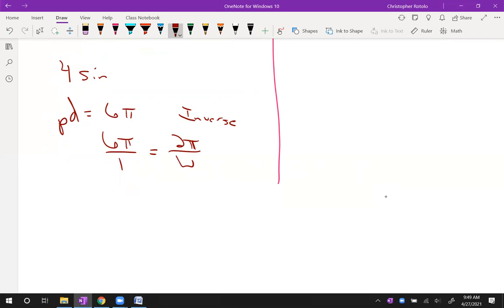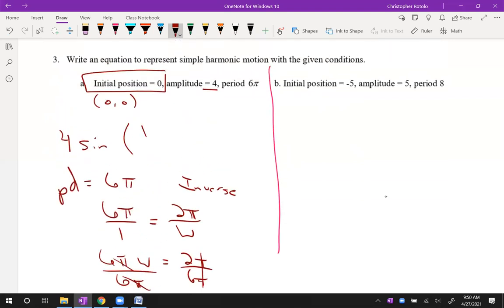I don't want to switch that, so I'm going to flip-flop the other side as we work with that, because usually it's going to be omega divided by 2 pi. So I hope that makes sense. Otherwise, we'll talk about it in class like we normally do. Let's cross multiply. 6 pi omega equals 2 pi. The pi's cancel out, so we get omega is 1/3. So that means we can go back up here and say 1/3 the amount of time. Okay, that's all we're working with here.